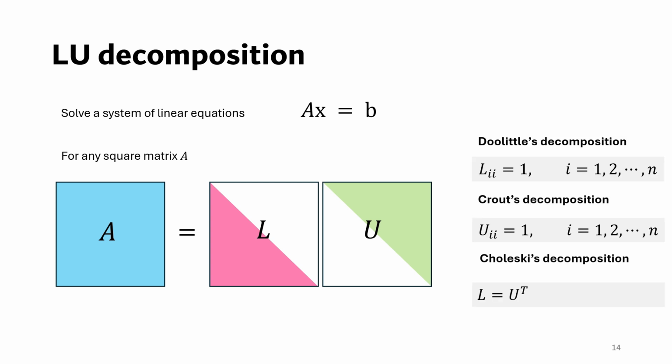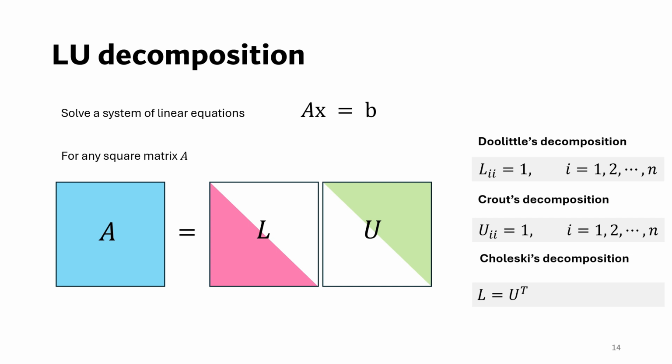For example, in Doolittle's decomposition, diagonal elements in the lower triangular matrix are all equal to 1. In Crout's decomposition, the upper triangular matrix has a diagonal of 1s. In Choleski's decomposition, the constraint is that the lower triangular matrix is the transpose of the upper triangular matrix. We'll look at all of these three methods in detail in the coming videos.